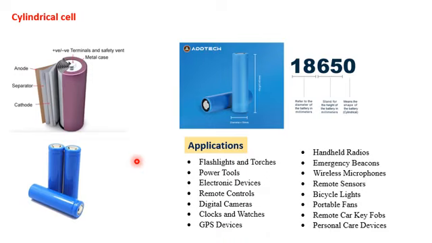So if we talk about the construction, what is inside there? There are only three components: one is the anode, one is the separator, and one is the cathode. All together will be wrapped in a cylindrical shape and packed in a case, and we can form a cylindrical shell.